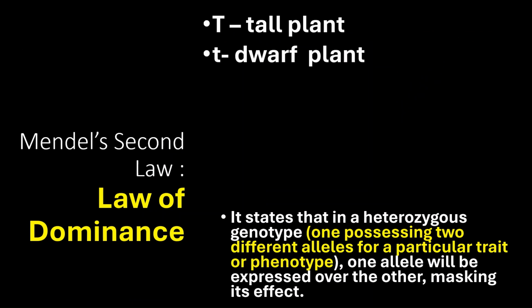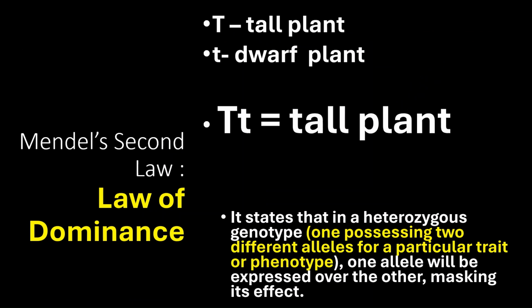So you have a situation like this: capital T for tall, small letter t for dwarf. What will be the end result if you have a zygote with two alleles, one dominant and one recessive? And where did this zygote get the two alleles from? One came from the mother, one came from the father. Maybe the capital came from the father and a small letter came from the mother. Hence, the organism will be tall. Why would the plant be tall? The plant is tall according to the second law of Mendel, which is the law of dominance.